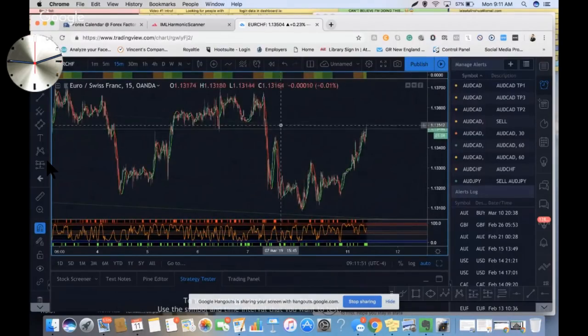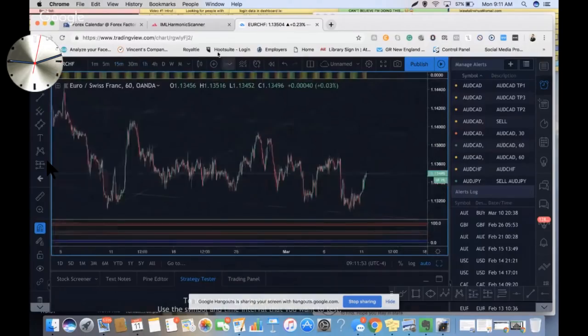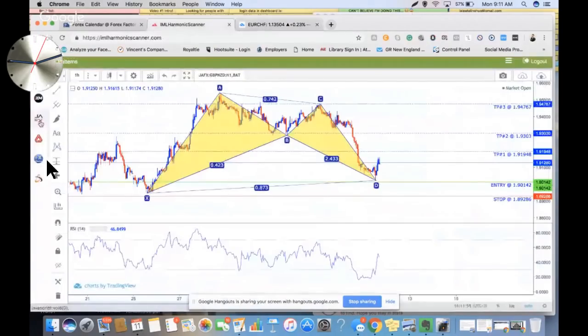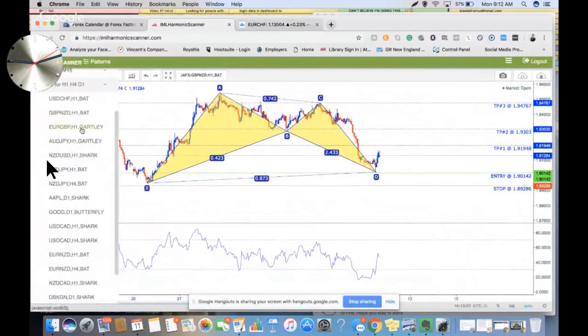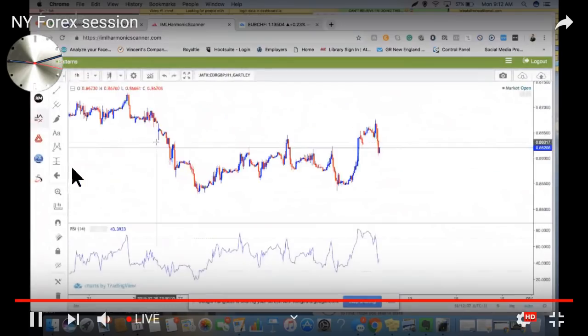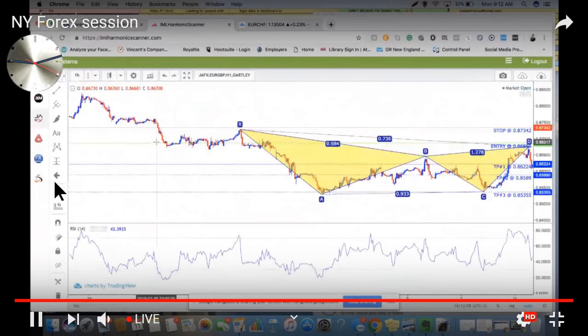Fifteen minute chart. I'm going to scan back out to the hour, and we're going to go check out some different pairs. Brace yourself. Put on your Gartley hat. Put on your cipher gear. GBP, NZD, Euro GBP. Get your tinfoil out.